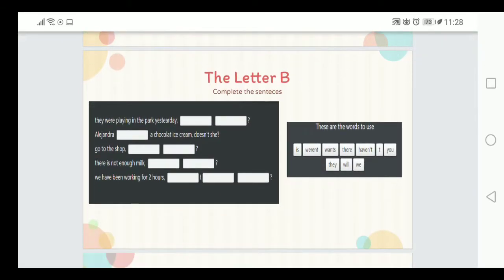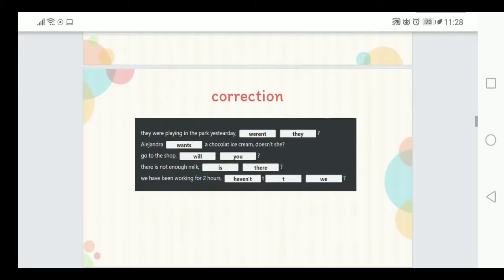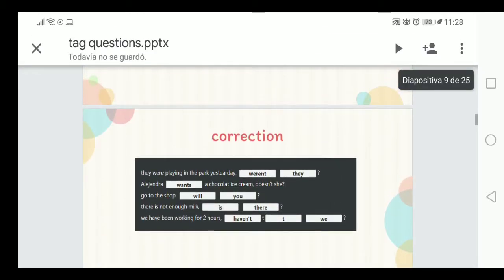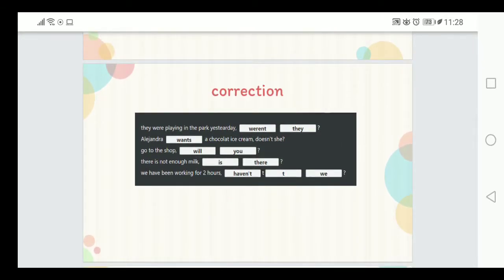The first activity is complete the sentences. You can find the link in the description of the video. They were playing in the park yesterday. The correction is weren't they, because the first sentence is in past continuous and in affirmative, so the tag question is in negative with the auxiliary weren't.